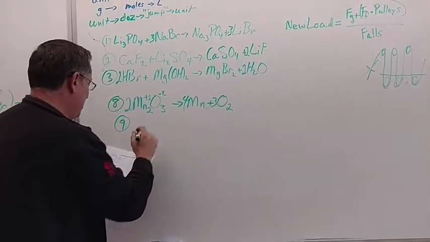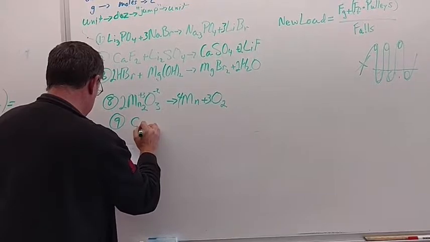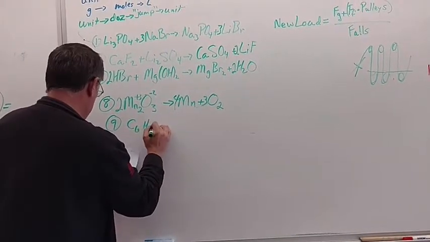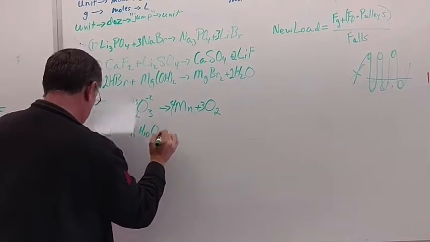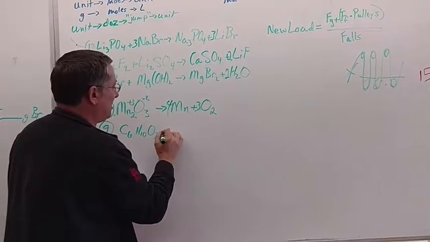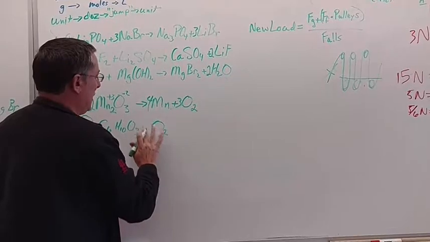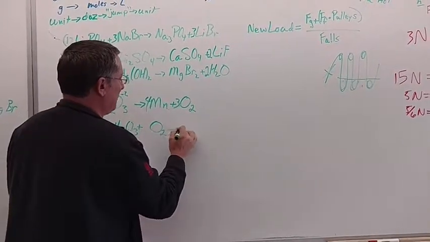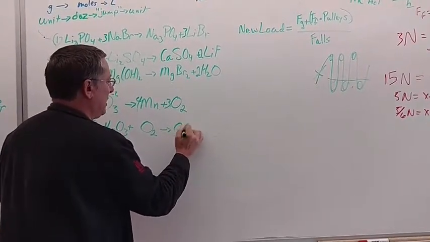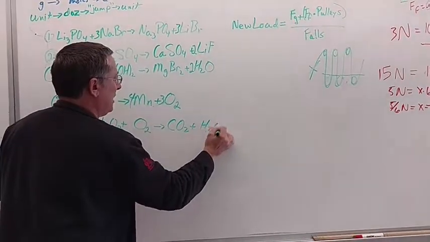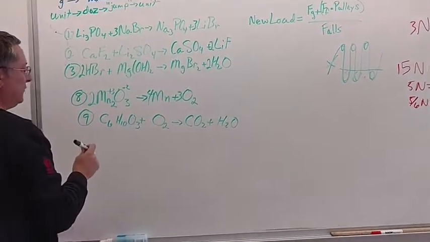9, I did say it was combustion. C6H10O3. Combustion means combined with oxygen. So let's set it on fire with oxygen in the air. And what will it make? And I do expect you to remember this. It's not that much to remember. It's carbon dioxide and water. In any order, you can put the water first if you want to.